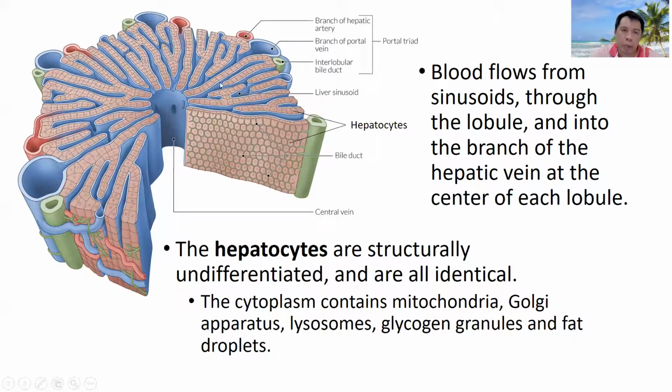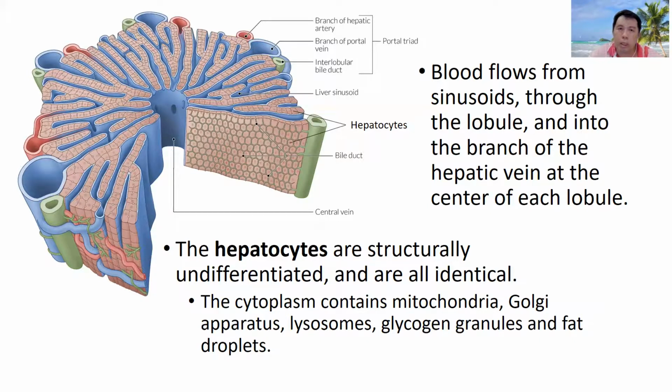The hepatocytes are structurally undifferentiated and all are identical. The cytoplasm contains mitochondria, because the metabolic rate in the liver cells, the hepatocytes, is higher. Therefore they have a lot of mitochondria to supply energy for the biochemical reactions. And also Golgi apparatus, because they carry out metabolism and they also produce a lot of enzymes and plasma protein as well.